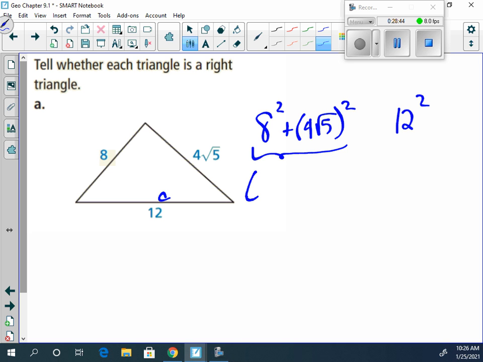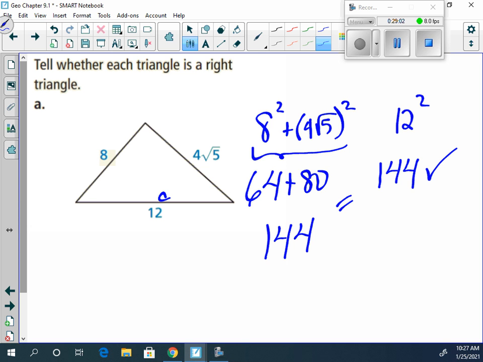Well, 8 squared is 64. 4 square root of 5 squared is 16 times 5, which is 80. And 12 squared is 144. And 64 plus 80 would give us 144. So these two are equal. So this means it is a right triangle. It works.